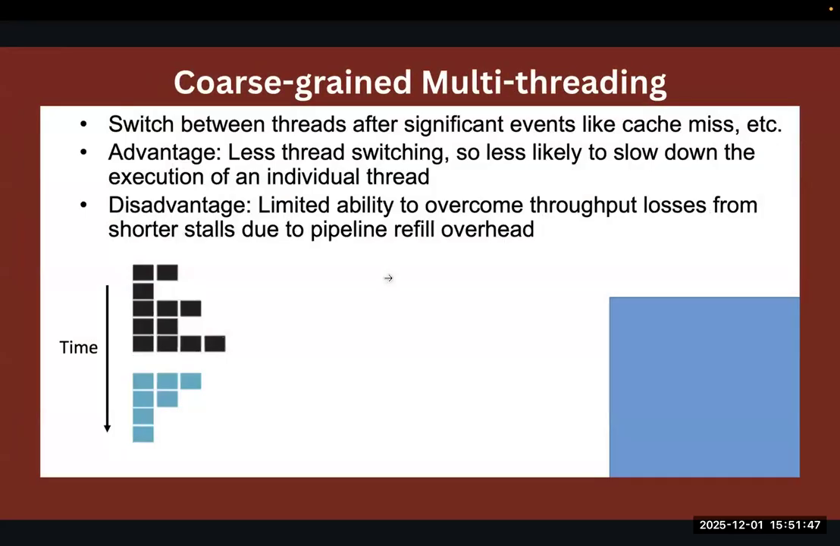Then we have coarse-grained multi-threading. The processor switches threads only when a major event occurs, such as a cache miss. This reduces the overhead of frequent switching. The drawback is that shorter stalls cannot be hidden, because thread switching only happens after big delays and not the small ones.